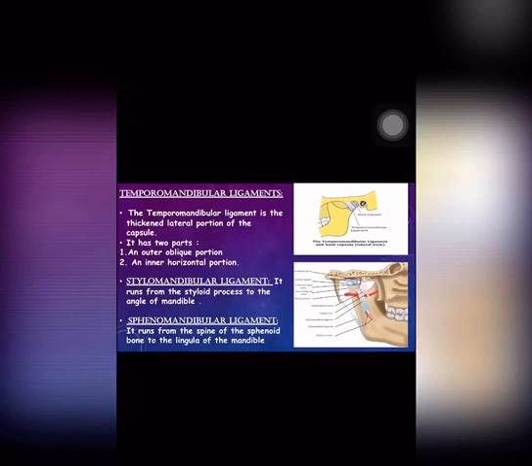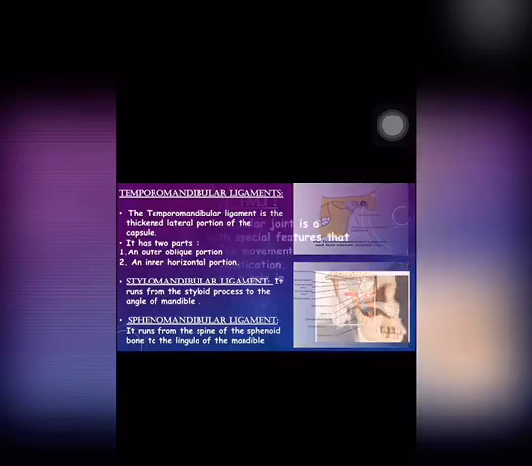Now the next part is the lateral pterygoid muscle. This is a small thick muscle located on each side of the skull that assists with mastication.